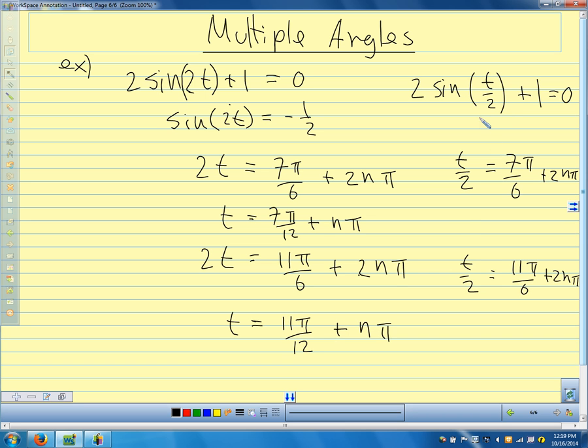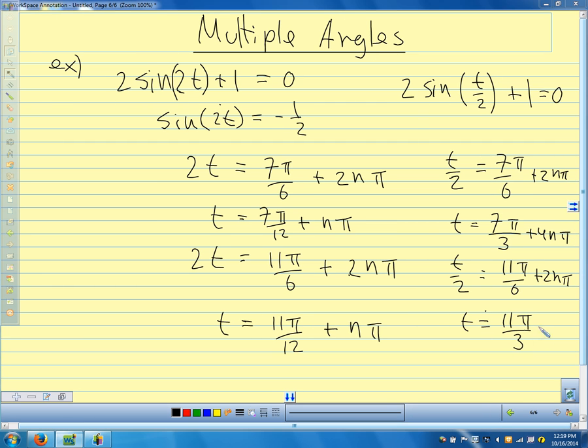Our multiple is just a fraction. So in this case we would get t equals, multiply by 2, 7 pi over 3 plus 4n pi. And this would be t equals 11 pi over 3 plus 4n pi. So this time I multiplied everything by 2. So you just have to take care with that last step to take care of that multiplier on your angle. So that's the only difference when you have a multiple angle. All right, questions there?